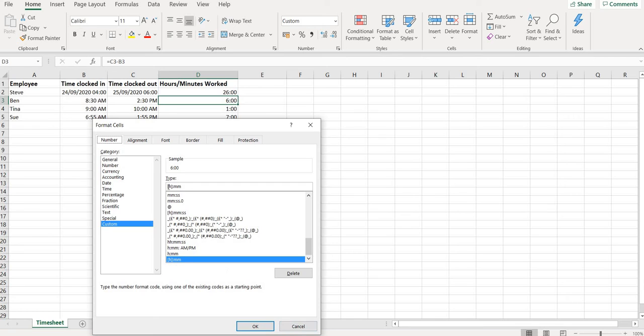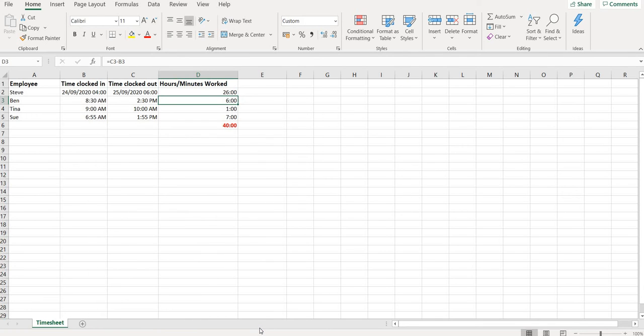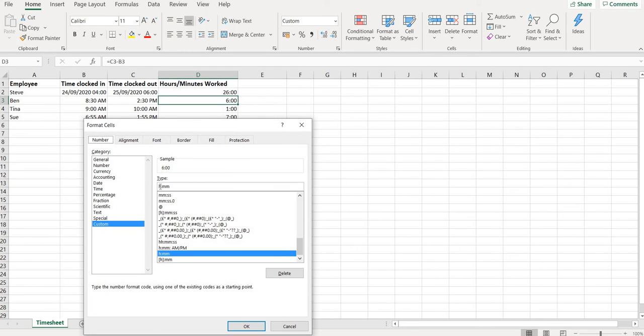Now in this case, if I were to remove the square brackets, I still get 6, no problem, because the clocking in time and the clocking out time are within the same 24-hour period. Just put that back to put in the square brackets once again.